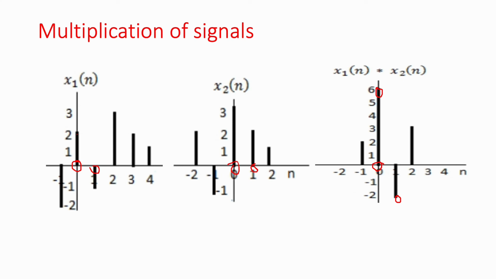Then you take 2. What is the amplitude? 1. Here, what is the amplitude? 3. 3 into 1, so at 2 the amplitude is 3. Now at 3, what will be the amplitude? 2. Here there is no value at 3, it is 0. 0 into 2 becomes 0. So like that you can proceed on the right side, and similarly for the left side, at each and every instant of time.